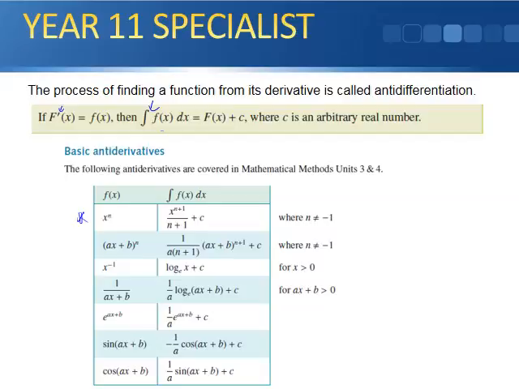I won't go through all of them. You can go through that yourself. But this is the standard one, just with a normal x to the power of n. But remember, we're not differentiating with the antiderivative. So instead of taking away one, we're adding one. And we've still got the plus c.